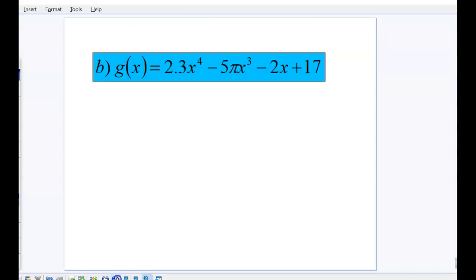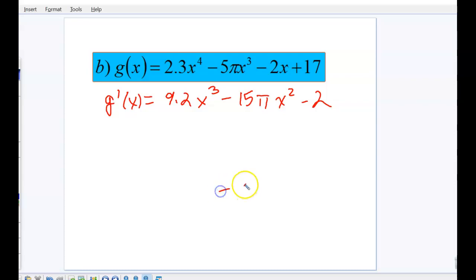Next example, we're given a sum and difference of 4 terms, and we want to find the derivative. Again, it doesn't matter what the coefficient is. It can be a decimal, it could be a 5 pi, it could be anything. I bring the 4 out front, and that's going to be 9.2 x to the 3 minus 15 pi x squared. Whoops, I forgot the pi. 15 pi x squared minus 2. And there would be your final answer.